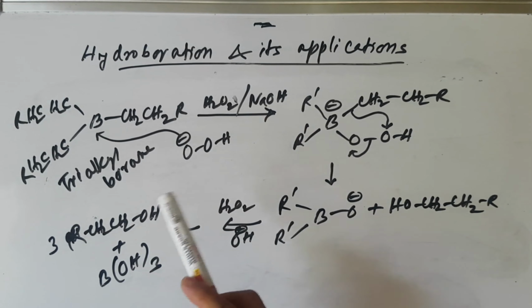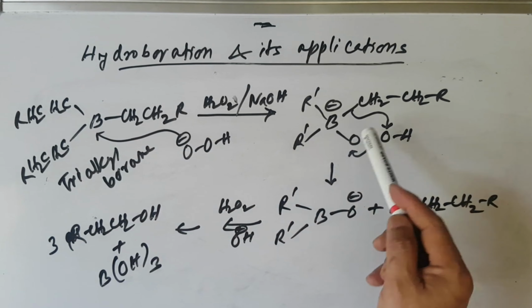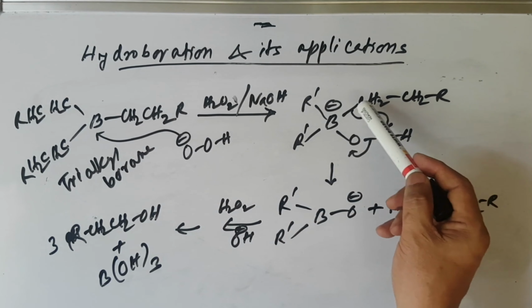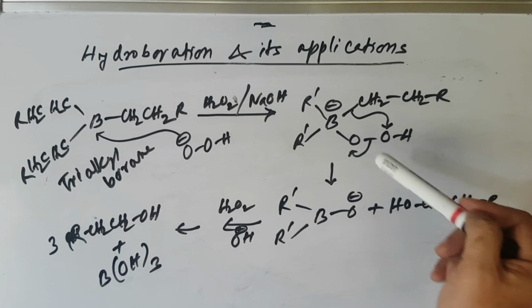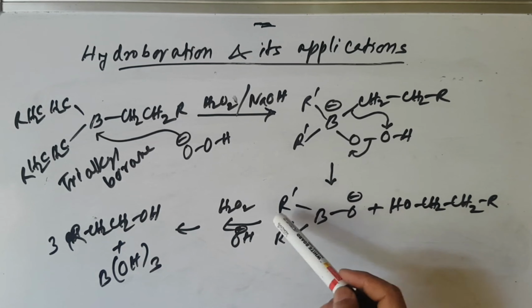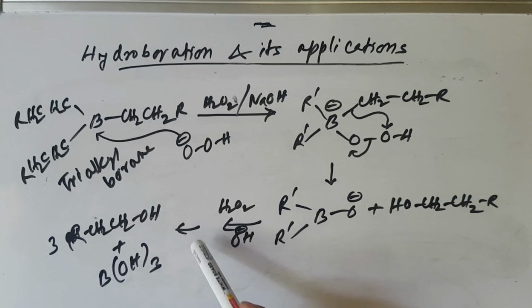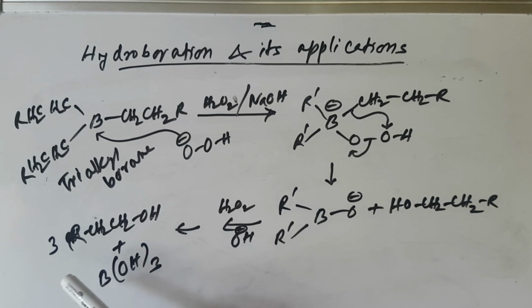So this is the mechanism of oxidation of trialkyl boron using hydrogen peroxide in the presence of sodium hydroxide. I'm repeating again. The peroxide attacks the boron, so it becomes negatively charged. Then migration takes place, and then it picks up the proton. Similarly, the sequence can proceed twice more. The final product will be 3 molecules of alcohol. So this is about the oxidation of hydroboration products with hydrogen peroxide and sodium hydroxide.